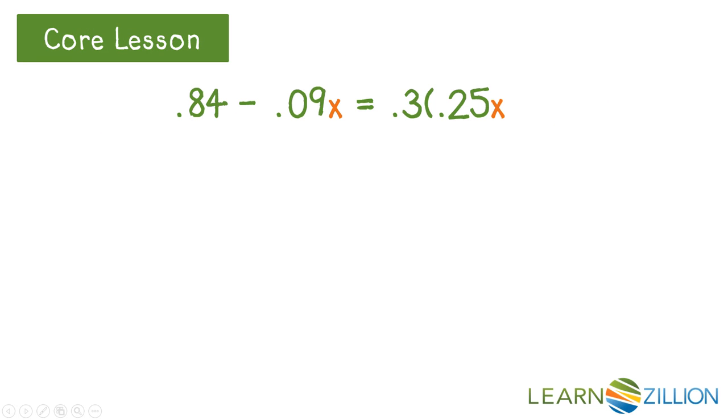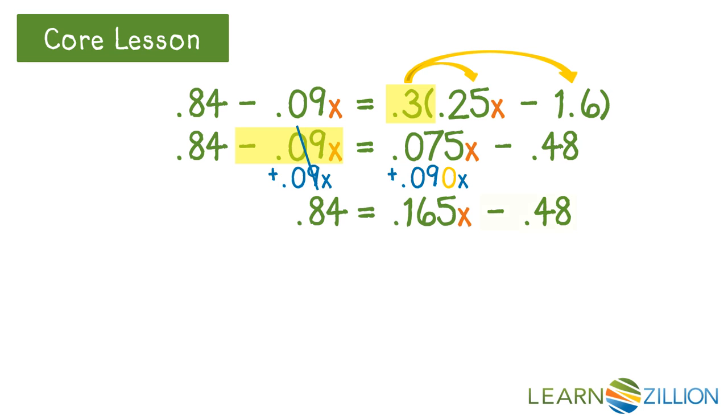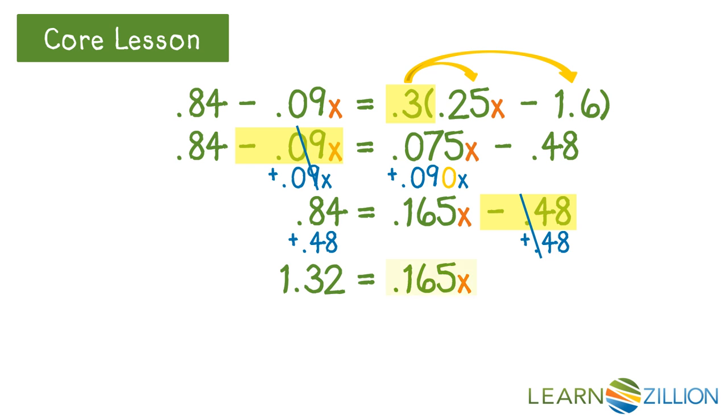Let's look at an example equation that contains decimals. This equation can be simplified by distributing on the right. Now we can transform the equation to a simpler form by using inverse operations. Notice how when transforming, I perform the same operations equally on both sides to maintain equality. I also add in zeros as placeholders as needed to line up decimal points when adding.